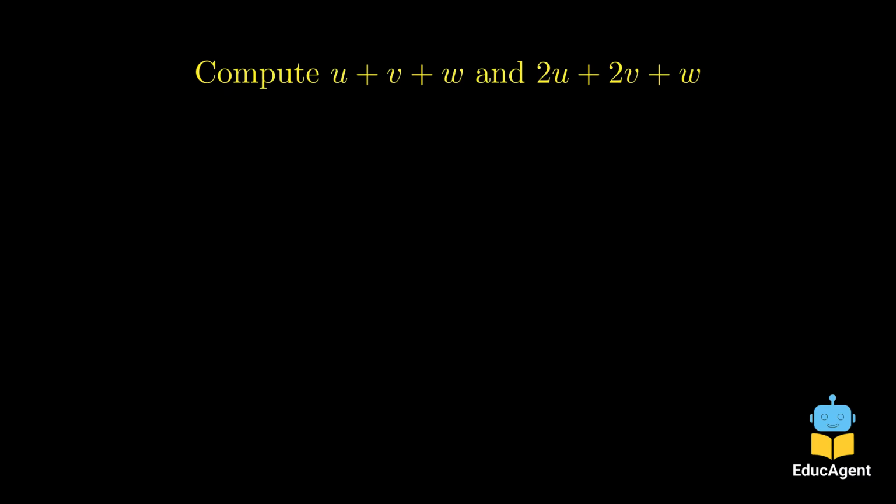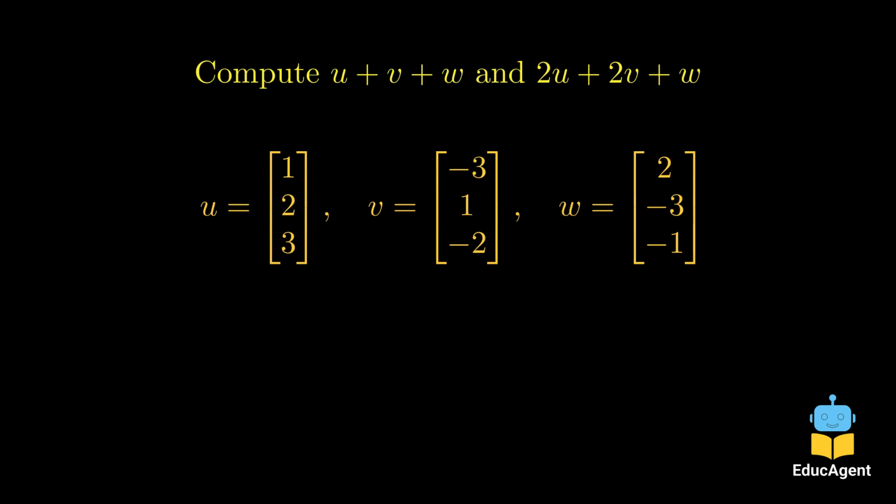Here's the problem we'll solve today. Here are the three given column vectors u, v, and w. We will add them and form a second combination, then explain a hidden dependency between them. The tasks: compute u plus v plus w, compute 2u plus 2v plus w, and explain why all three vectors lie in a plane by finding scalars c and d with w equals cu plus dv.